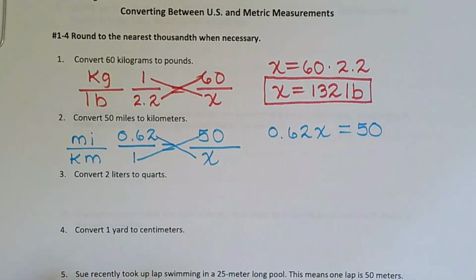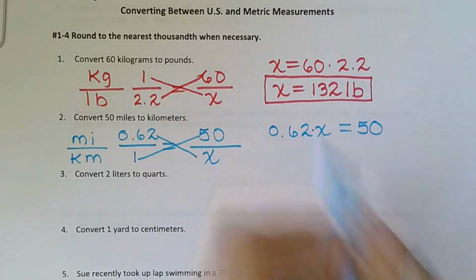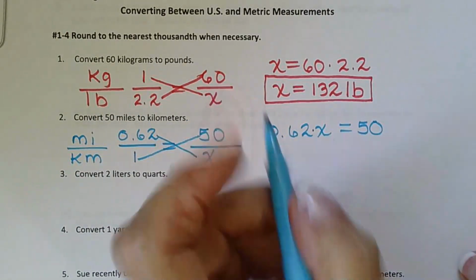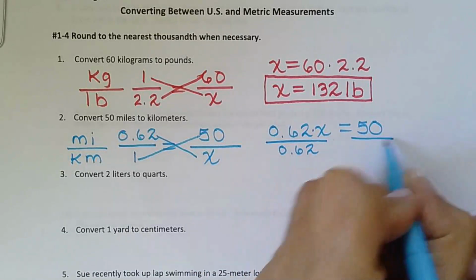So this is part of the reason why we made this a calculator chapter, because of ugly stuff like this. So to finish solving it, the opposite of multiply is divide. So divide both sides by 0.62.